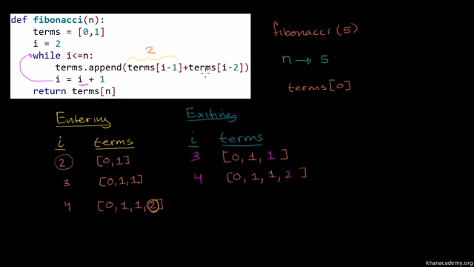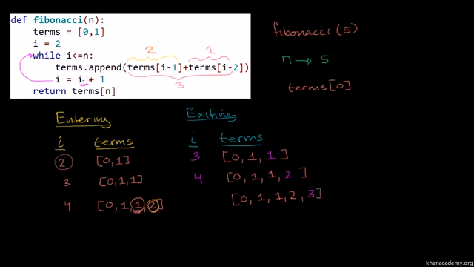and we're going to add it to terms of I minus 2. I is 4. 4 minus 2 is 2. The second term in terms is 0, 1, 2. It's a 1. It's this one right over here. So we're adding this 2 plus this 1 to now get 3. And we are appending it to terms. So terms was 0, 1, 1, 2. But now we are appending a 3 to the end of it.